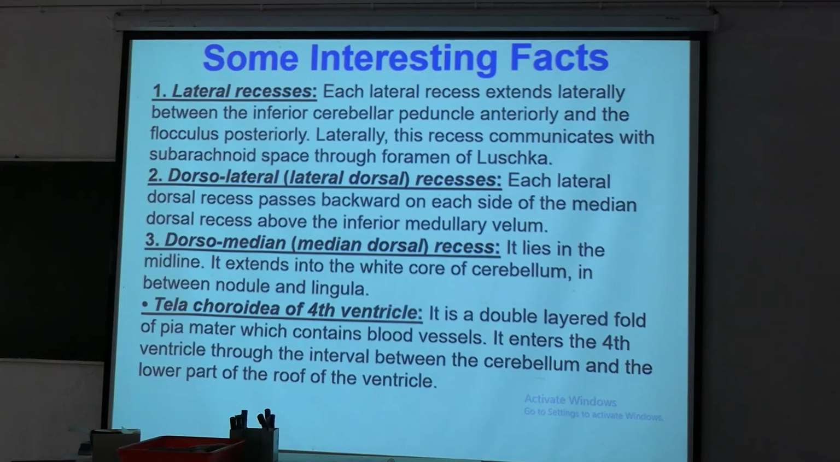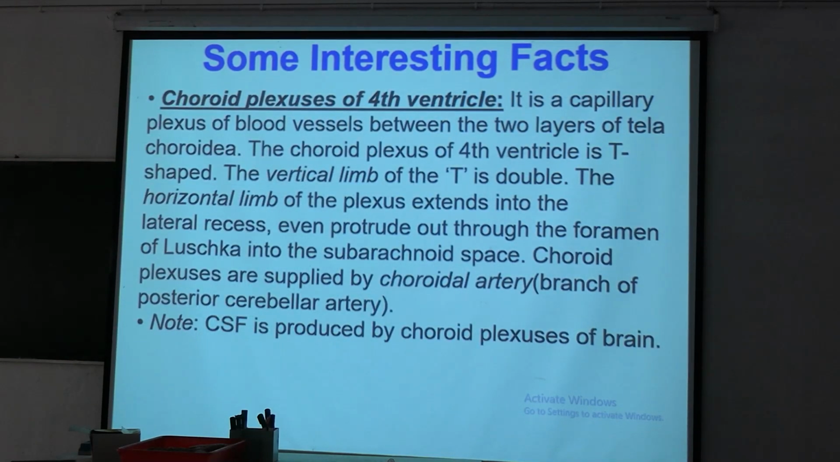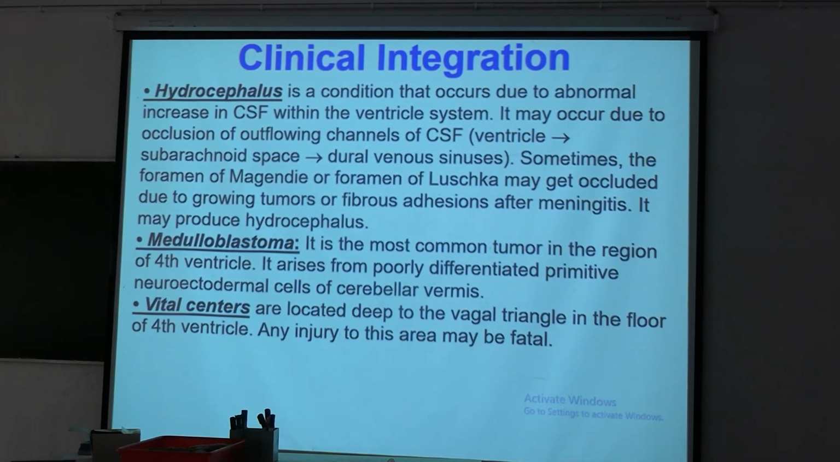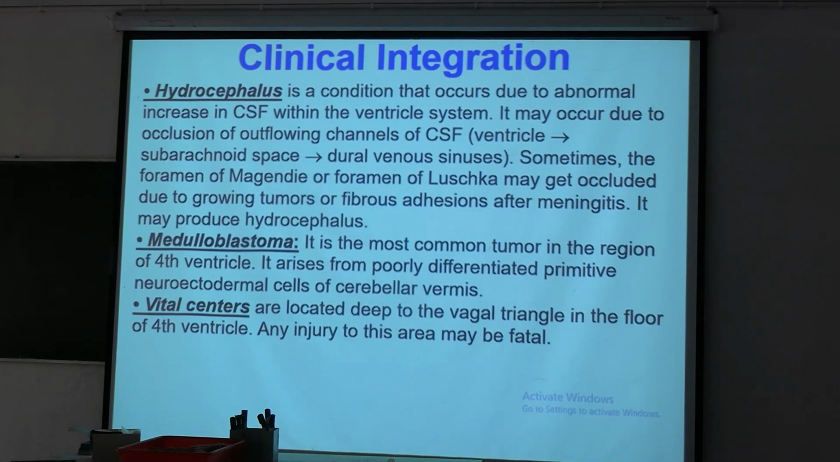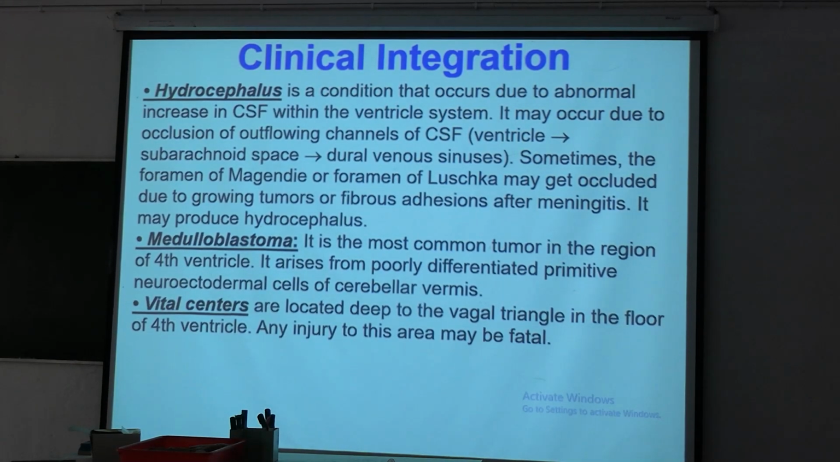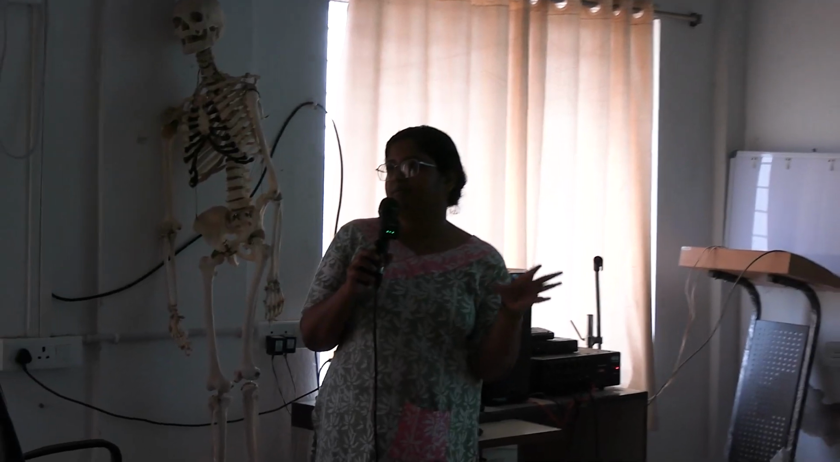Recesses are important. Sometimes choroid plexus comes. Okay, choroid plexus, you have to write all. Choroid plexus of lateral ventricle, choroid plexus of third ventricle, choroid plexus of fourth ventricle, like this.